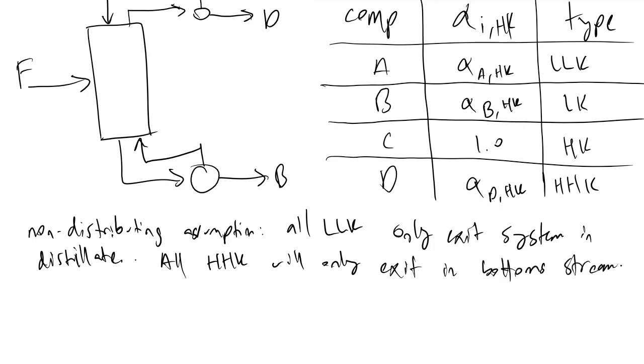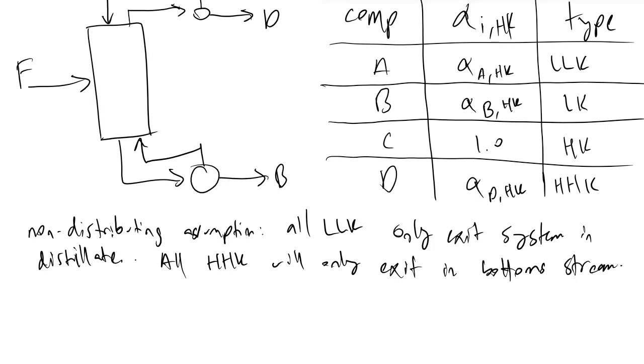And the reason we make the non-distributing assumption is that it allows us to make mass balances. If we do a component mass balance on a heavier than heavy key, we're able to generate some equations that help us define variables or solve for variables later on.